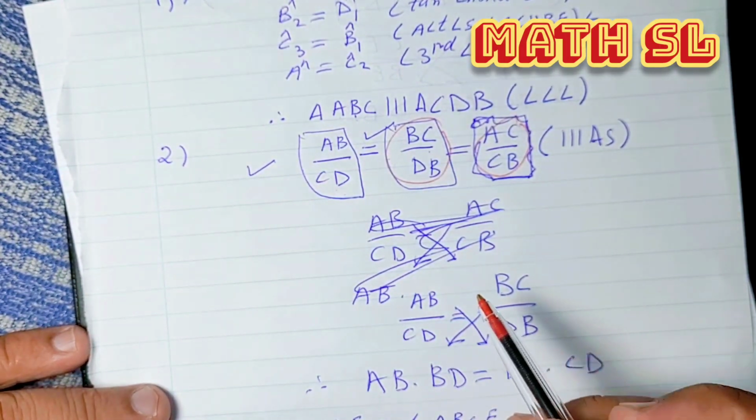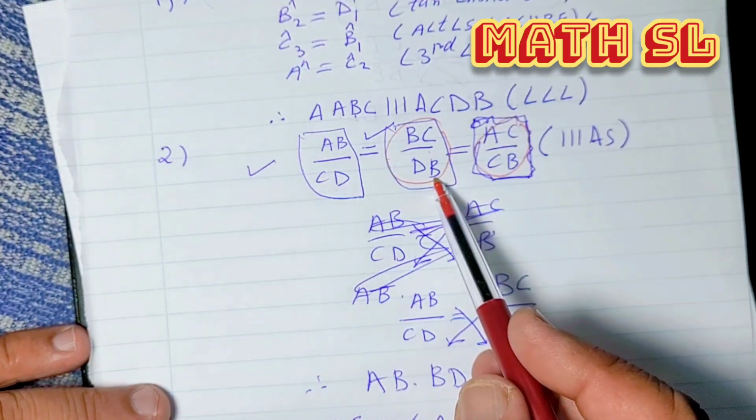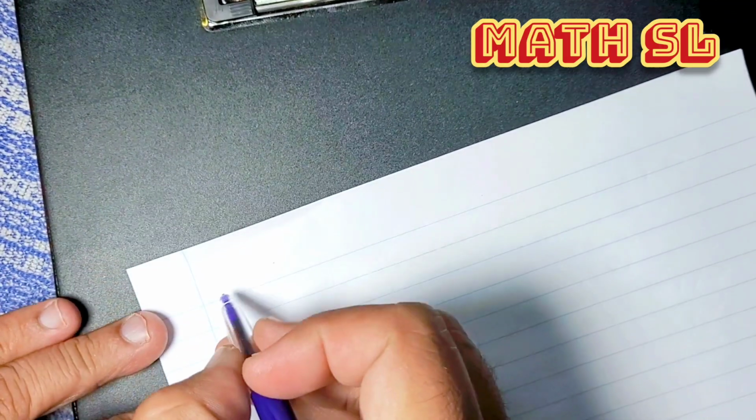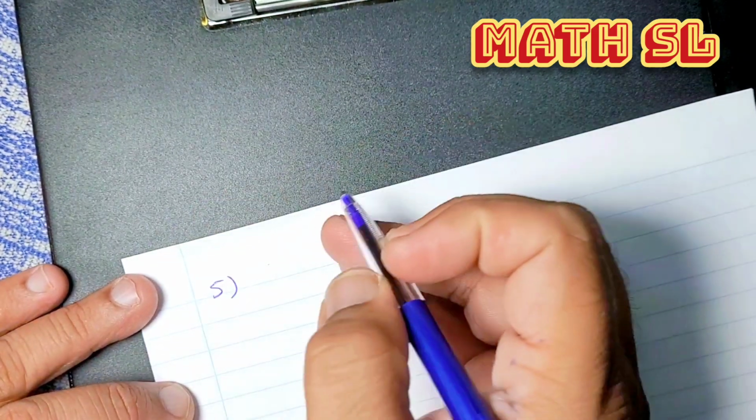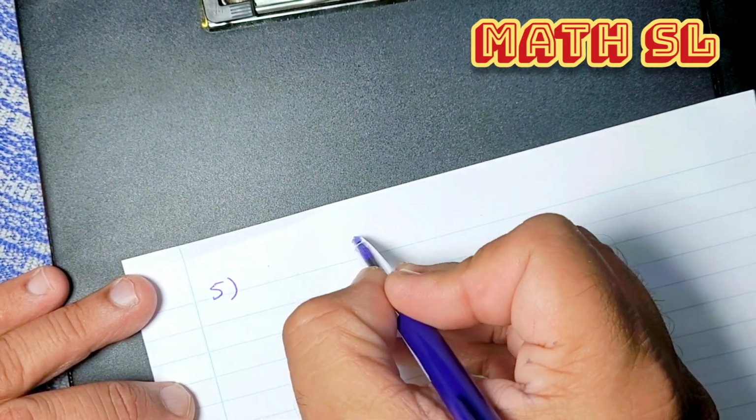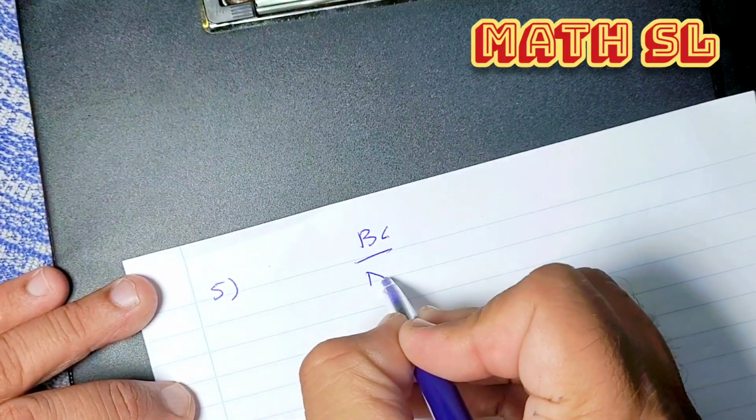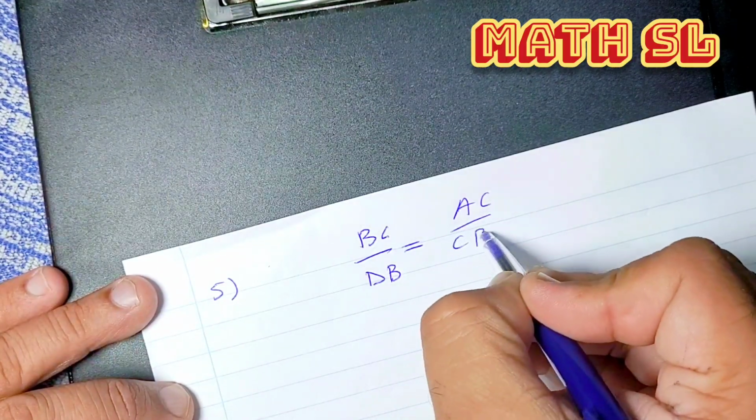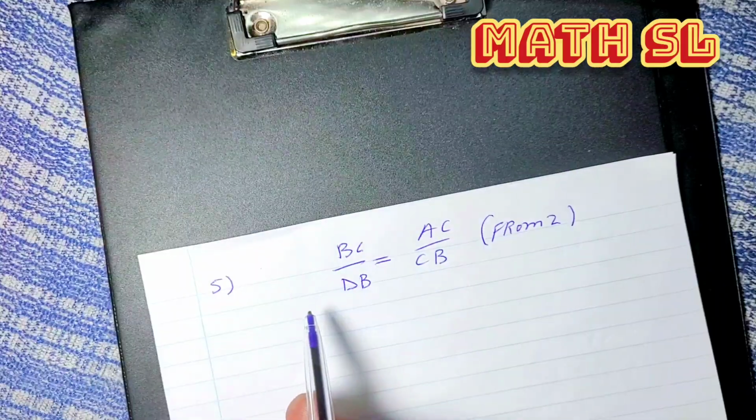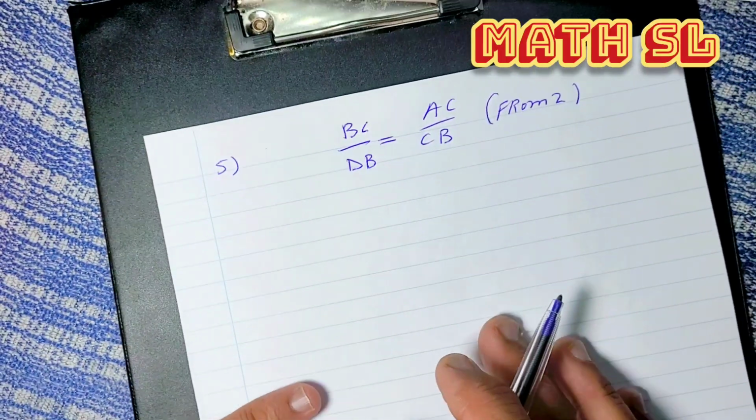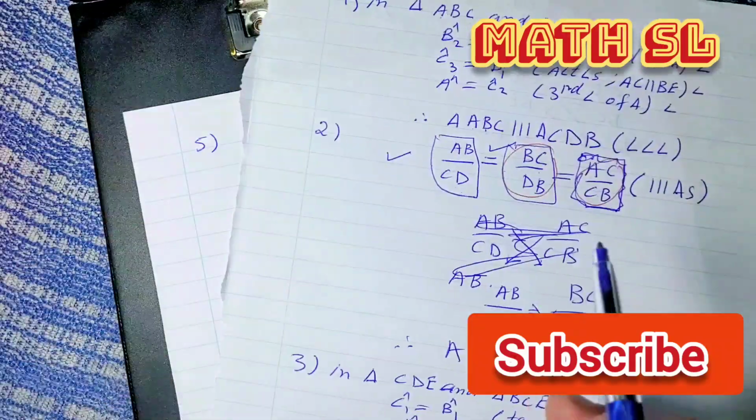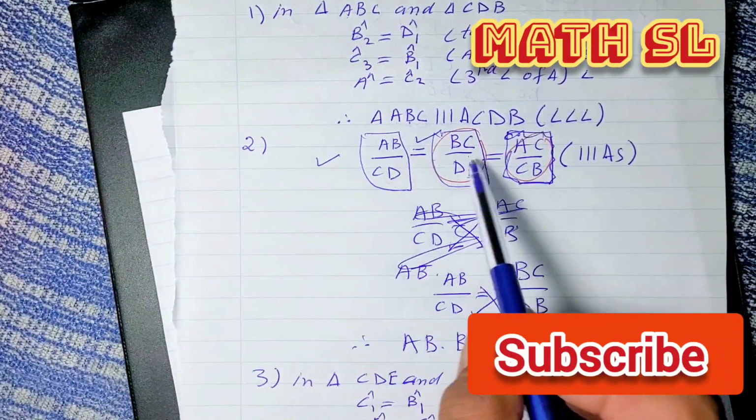Because AC times DB, we need AC times DB on top. So these two. So we say part 5. We're going to use BC over DB is equal to AC over CB from 2. Remember, from 2. These two we take from 2.